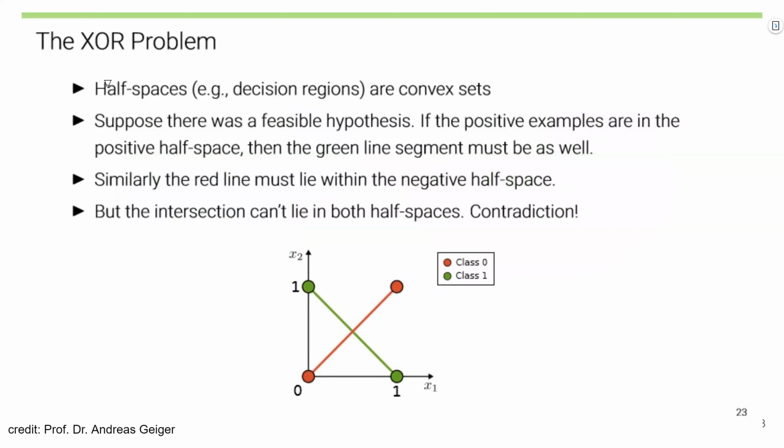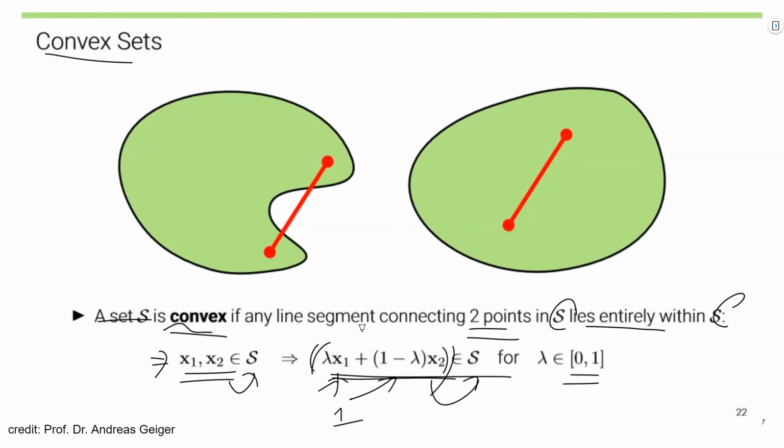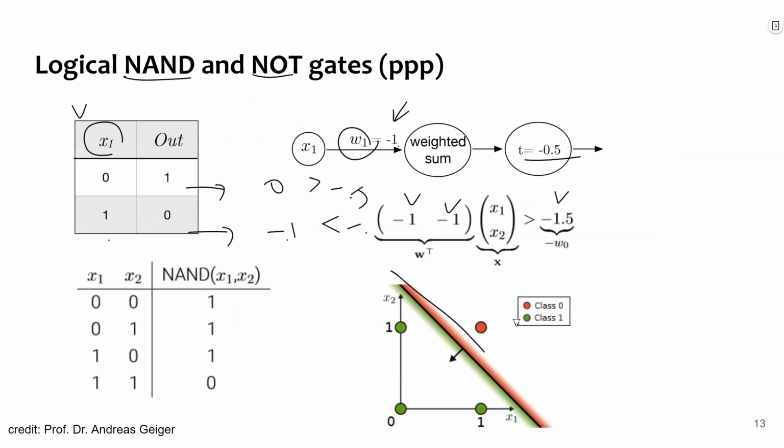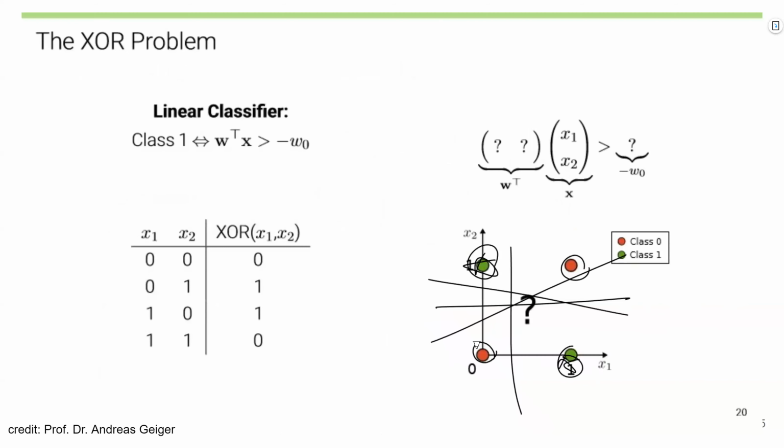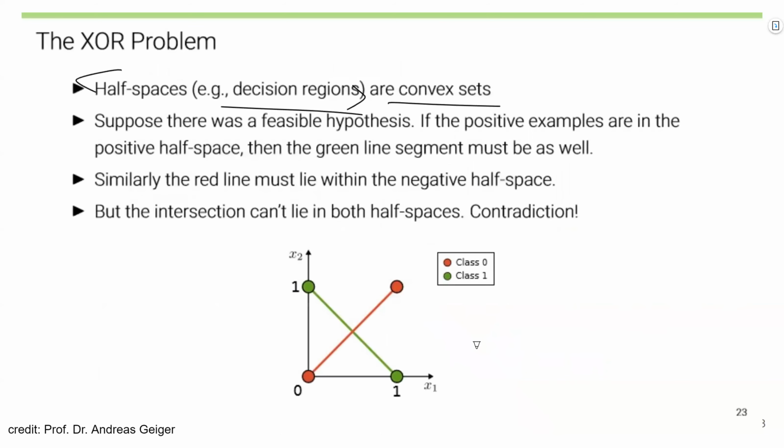And the thing is, half spaces, for example, decision regions, are convex sets. So what are decision sets? This is an example of a decision set, dividing the entire area into two. So this one and this one, like this. And decision sets or half spaces are convex sets.